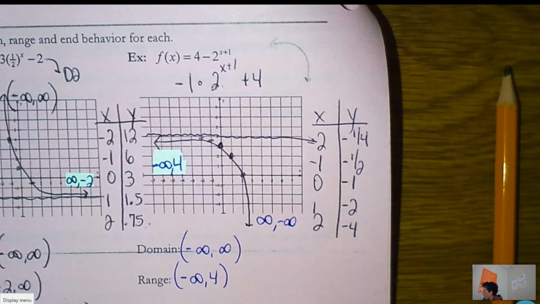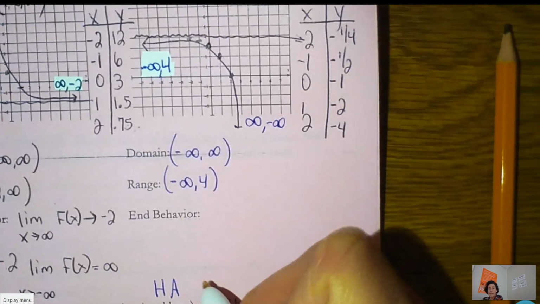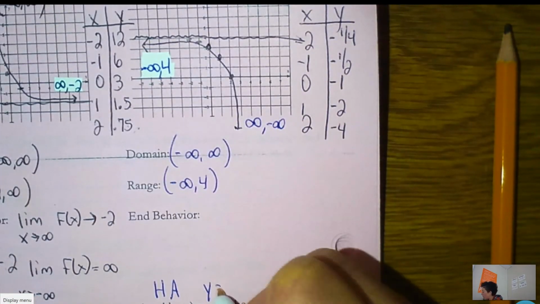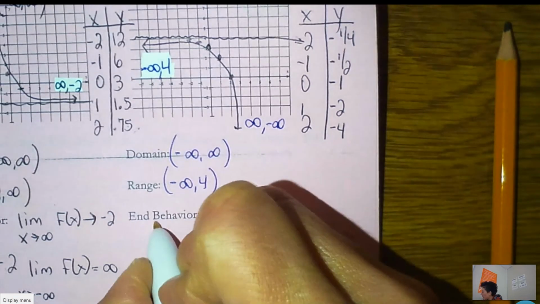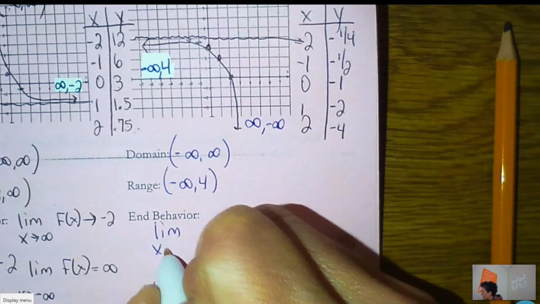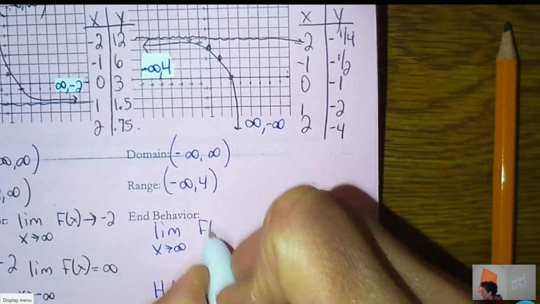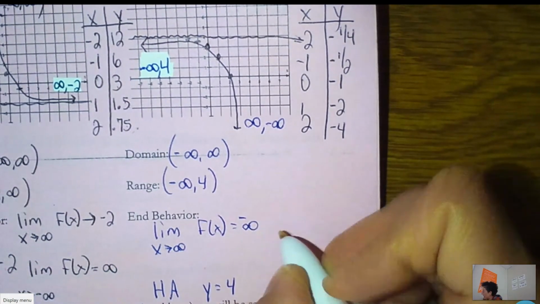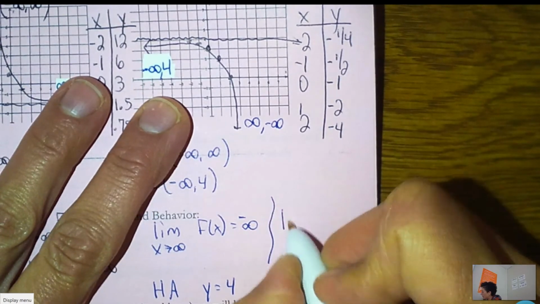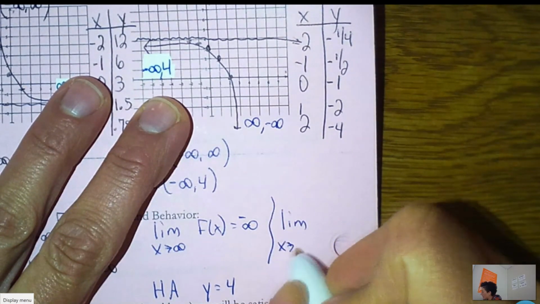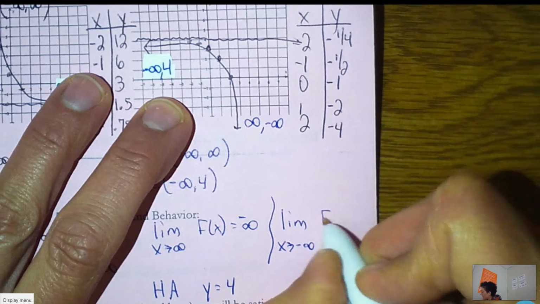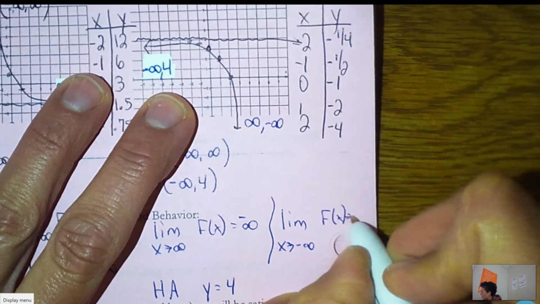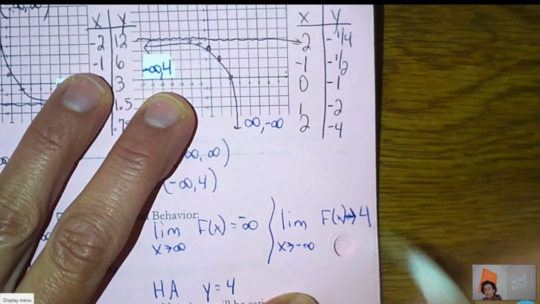And I'll put my horizontal asymptote in there. That is at y equals 4. And then we can do our end behavior. So when x is getting bigger, our f of x is going to -infinity. And when x is going to -infinity, now our f of x is going towards, there's an arrow, 4.